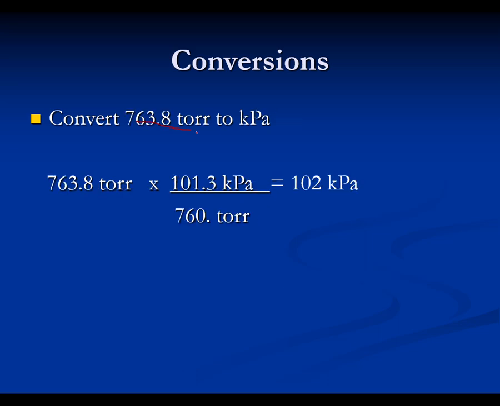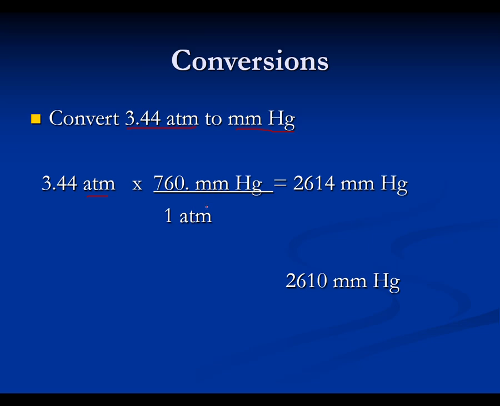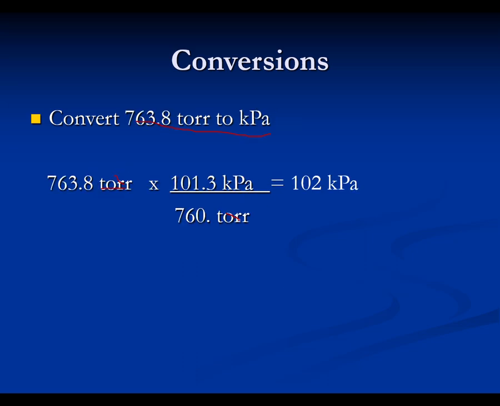Convert this one to kPa. Again, put down your given torr, divide out torr to torr. You get torr from right here, 760. So that's never going to change, that number for your conversion factors. Okay, your conversion factors are here. Don't get that confused with the given. The given can be anything. The new unit in the numerator.